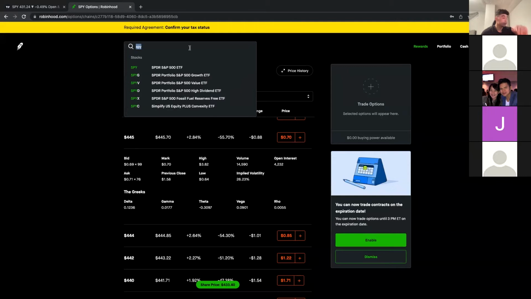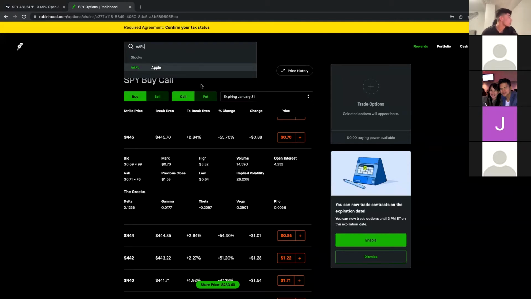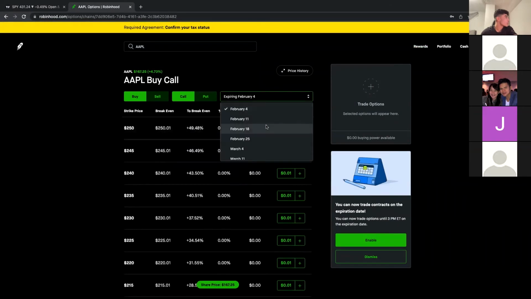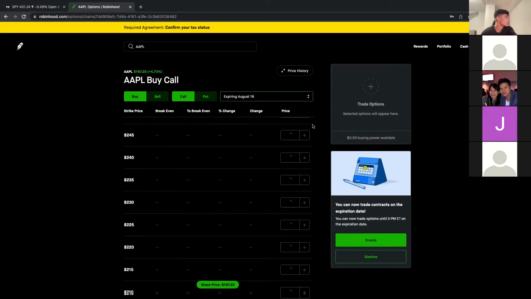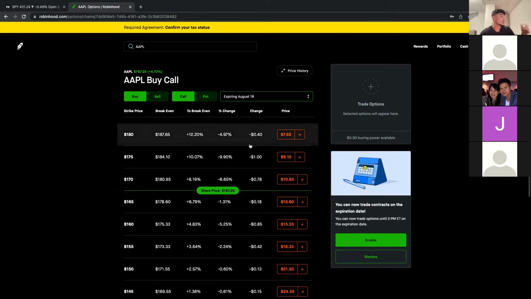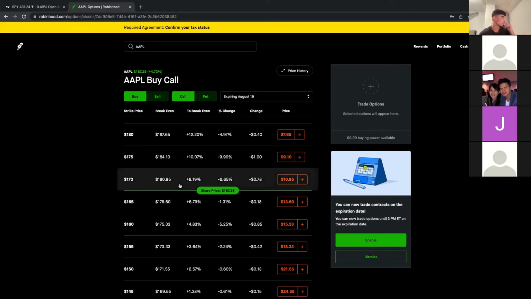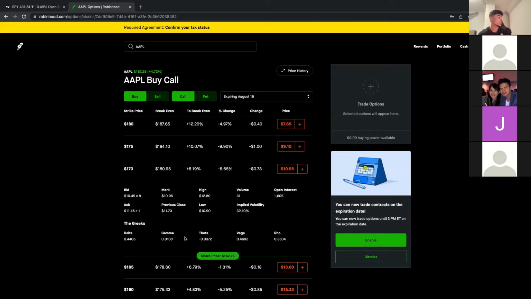Now we can pull up any other ticker. We can go into Apple, for example. If we were to look at Apple options, I over here went to August 19th. I want to show you guys how this works with long-term contracts. When you're trading a long-term contract, you're still going to attain these high delta values, but you're going to experience very, very low thetas, almost negligible thetas.